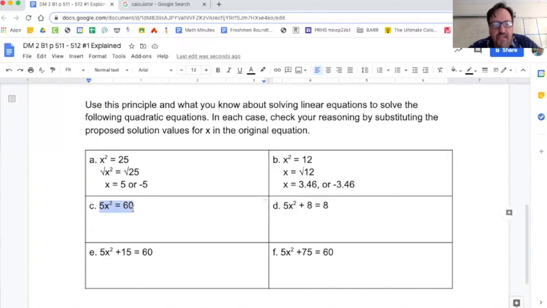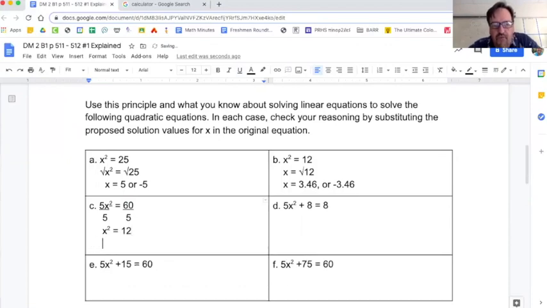Here in part C, the x squared isn't by itself yet. So what we've got to do is divide both sides by 5. And whatever I do to one side, I have to do to the other. So in order to get x squared by itself, I have to divide by 5. And whatever I do to one side, I'm going to also do to the other side. So 60 divided by 5 is 12. And now we've conveniently got a very familiar problem.